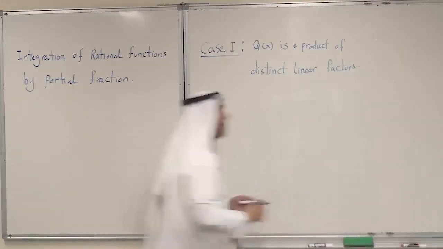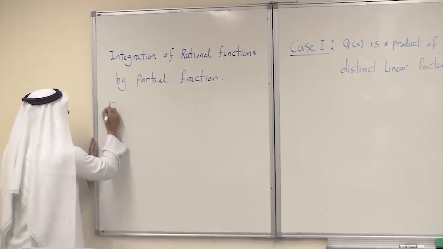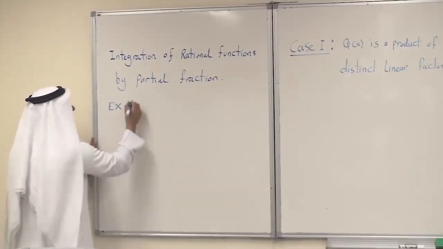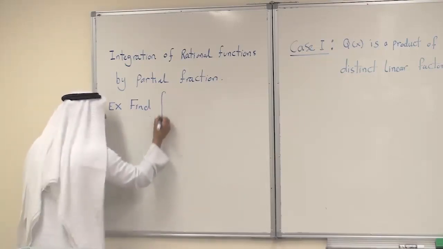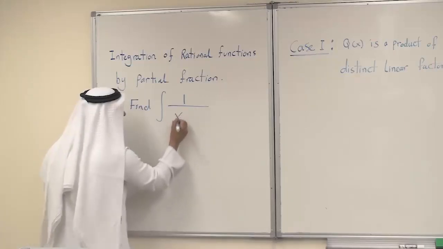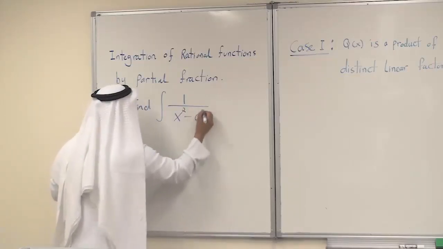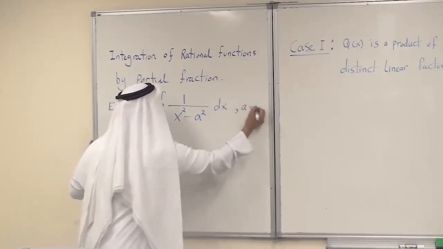Okay, what is the question? The question will be like this. So this is our next exercise or example. It says find the integral of 1 over x squared minus a squared dx. I'm assuming here a is not 0.